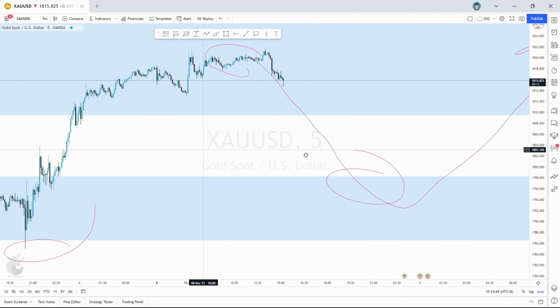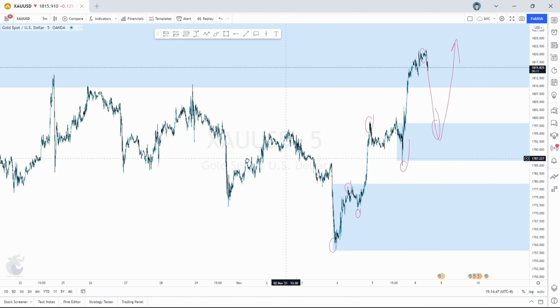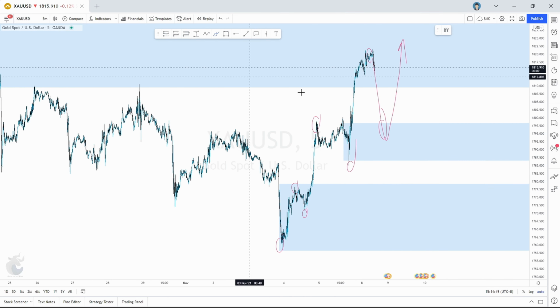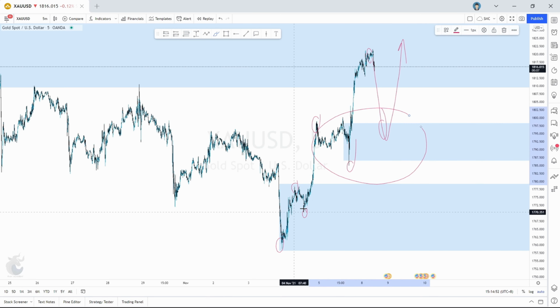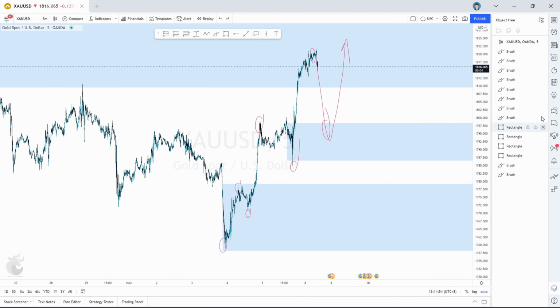Now again, we're still on step 1. At the same time, we are adding step 2 slowly on our analysis. As you can see, these blue zones over here are our POIs, or our supply and demand zones.